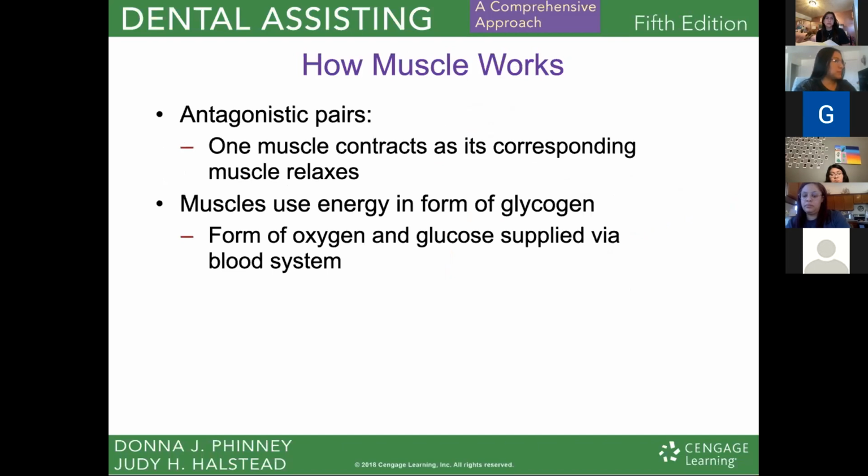So muscles contract and relax to provide movement and function in antagonistic pairs, which means that when one whole set of muscles contracts, its corresponding set relaxes.